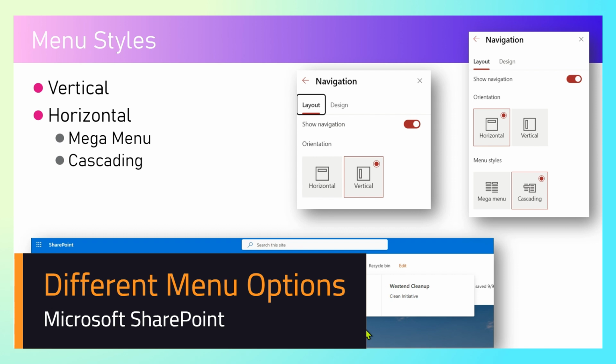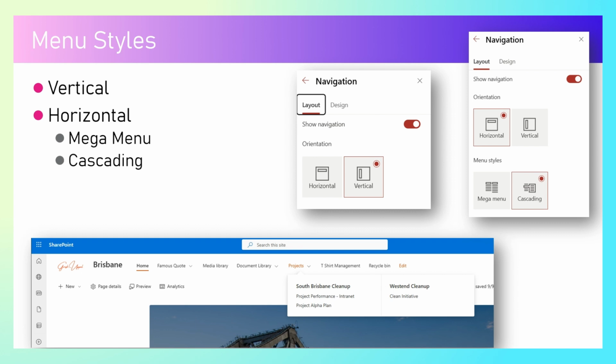In this video, I'll be exploring different menu styles within a SharePoint site. Now, there are different ways through which you can structure your navigational elements, namely vertical and horizontal. As you see over here in the navigation, you have an option to set the menu as horizontal or vertical.